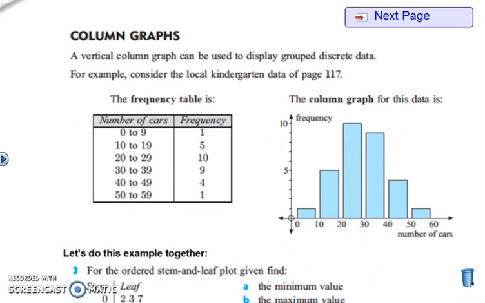We also have column graphs. And so for a frequency table, notice this is a range. So what they're saying is from 0 to 9, there is one thing. So they wrote a 0, they wrote a 10, which is slightly less than 9, and they made the bar go up 1. Then between 10 and 19, it's 5. So again, there's 5, etc., etc., etc.